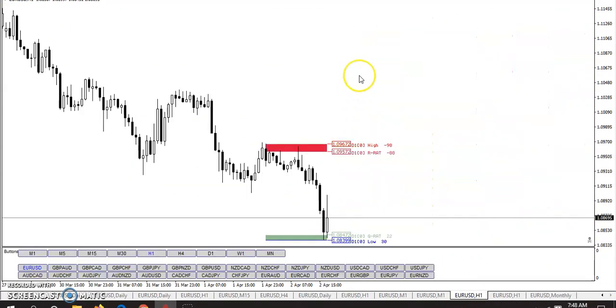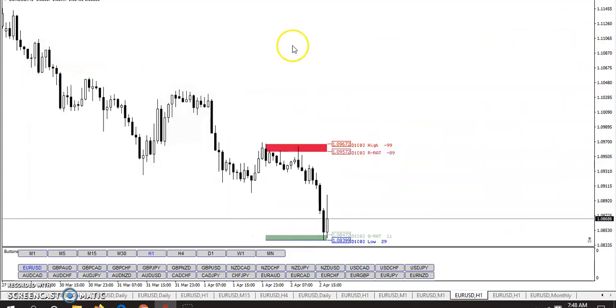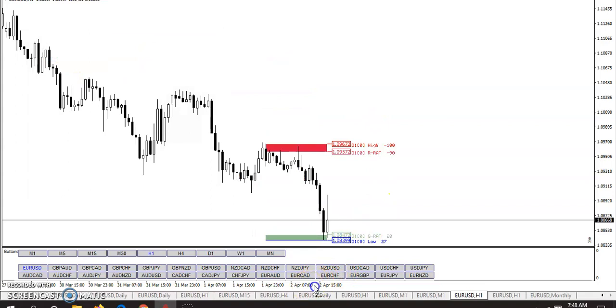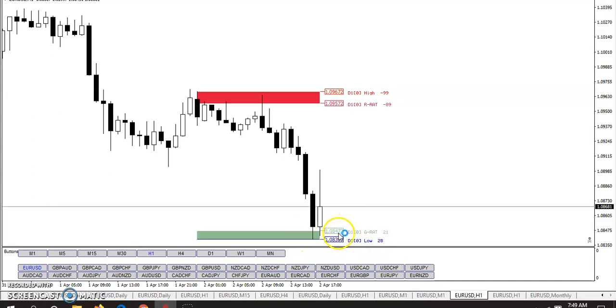I've got what I call now the Smart Rat Zone. It's going to be a new 2020 indicator. Probably not going out in this batch coming up, but the next batch I'm going to test it out. What it does is it determines where the rat zone should be. Before, you'd have to run the frequency distribution and figure it out.